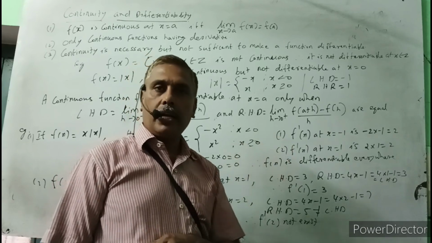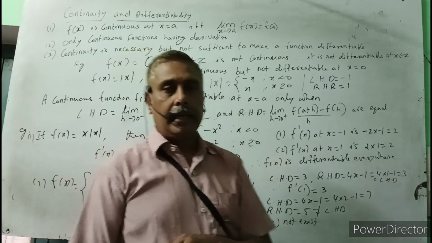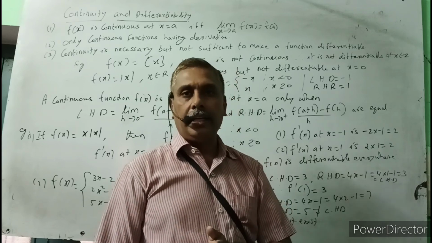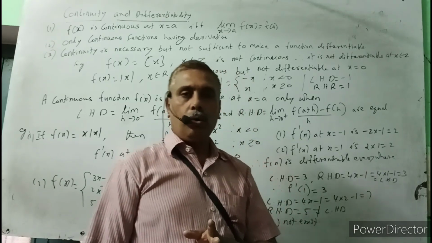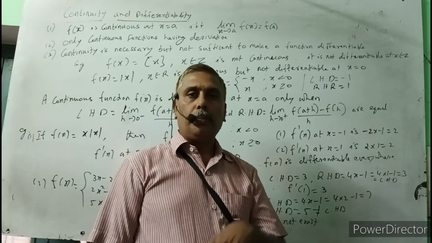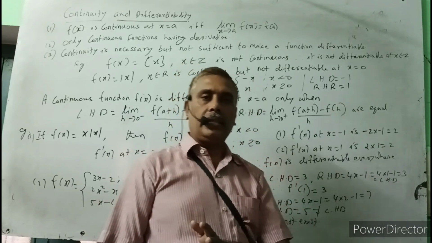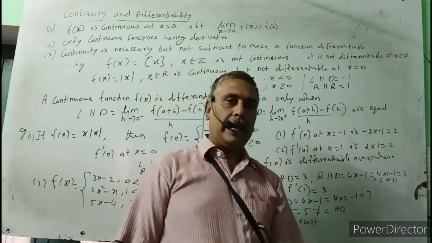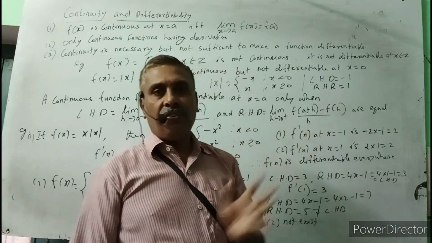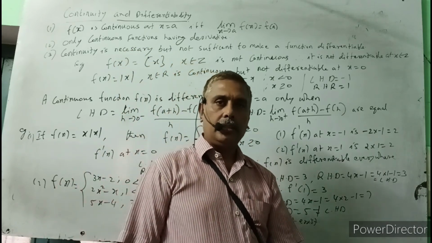But tan x is not a continuous function because the graph is not continuous. At x equal to 90 degrees, tan 90 is not defined, so there is a break. Similarly, cot x, and all the remaining trigonometric functions other than sin x and cos x are not continuous functions. They all have breaks. All polynomial functions are continuous functions. e raised to x is a continuous function.